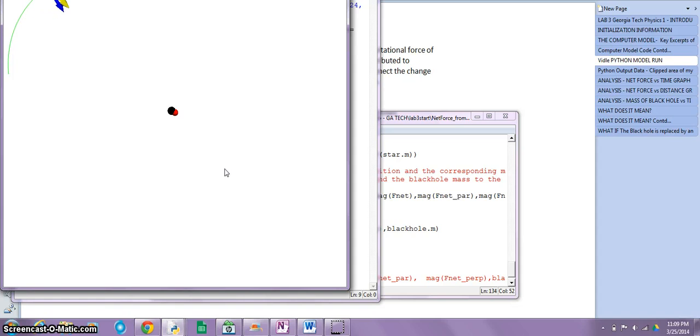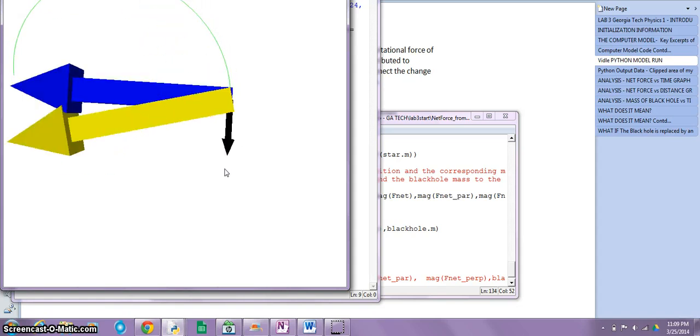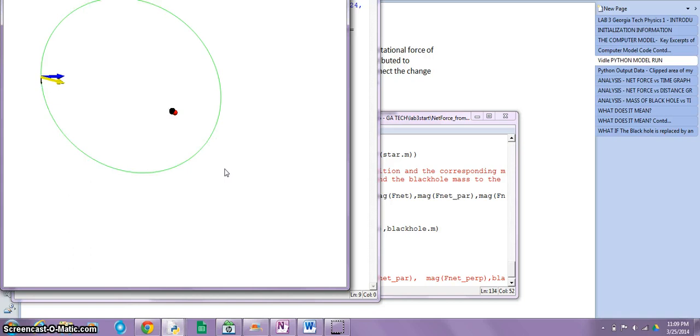Notice a black sphere for the black hole, the red sphere to represent the origin, the yellow arrow representing Fnet, the black arrow representing the parallel component of the net force, and the blue arrow for the perpendicular component.